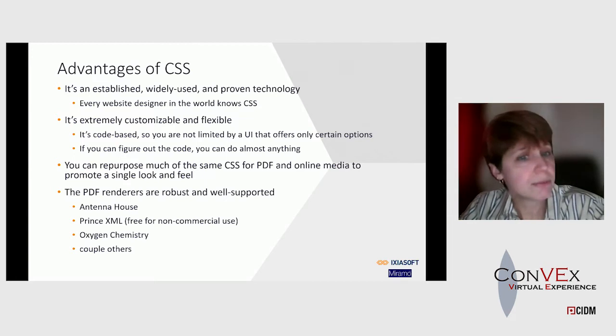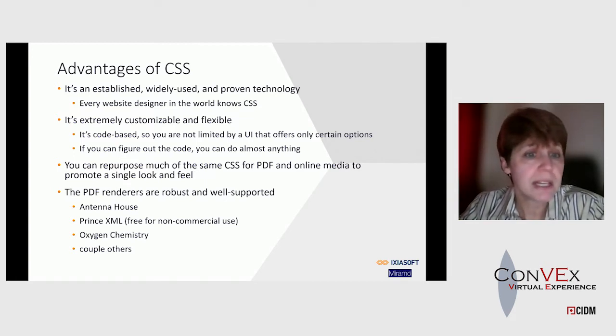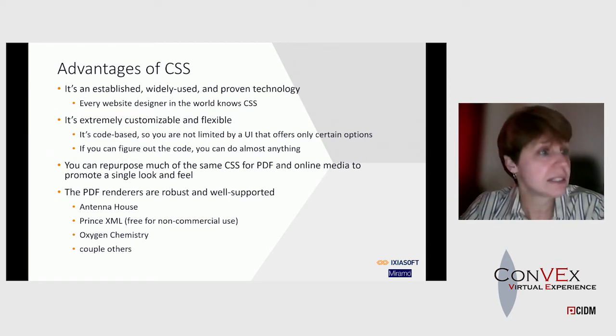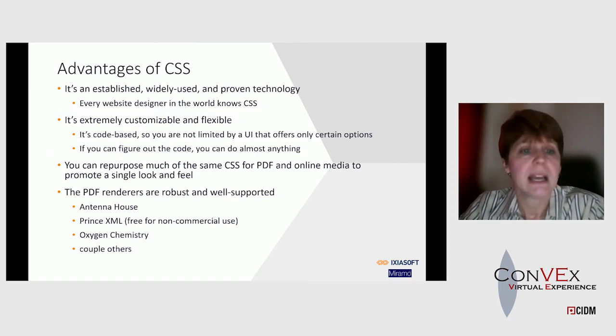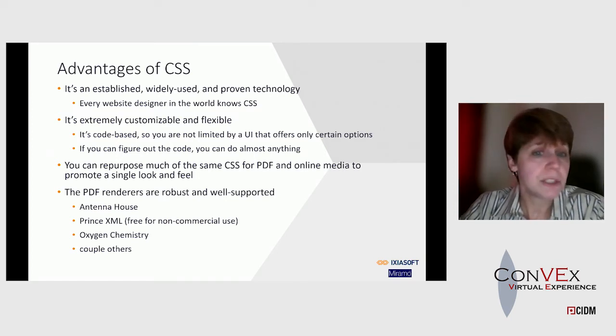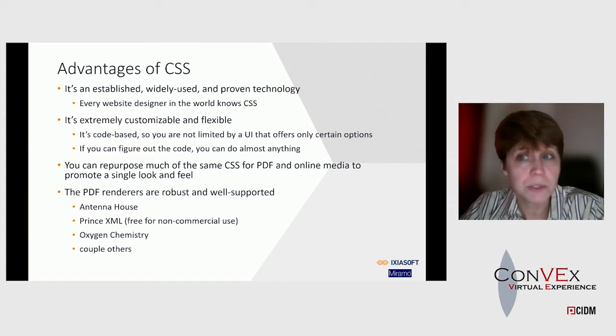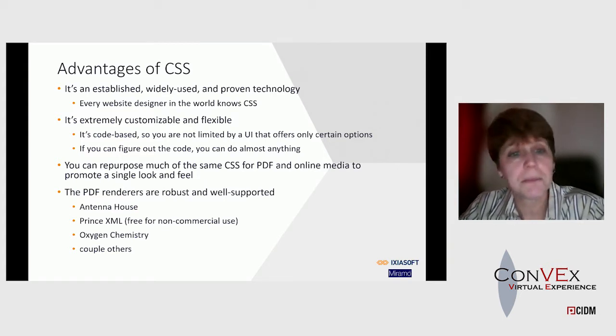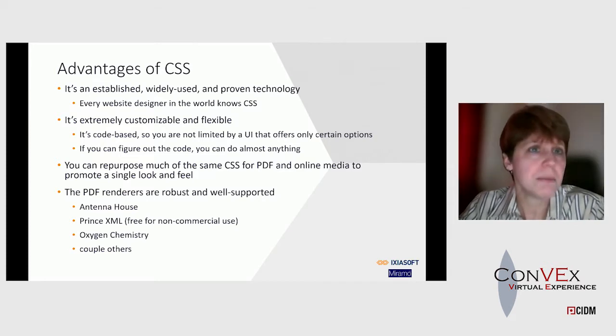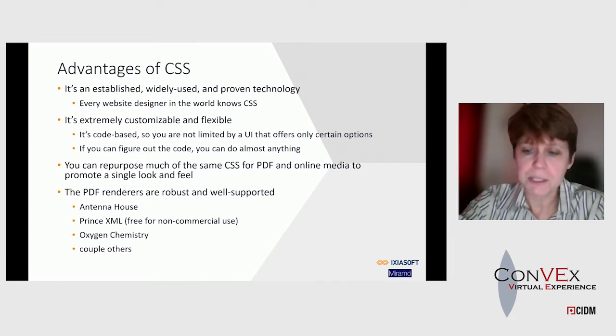And again, the PDF renderers are robust. They're well supported. So you'll notice that Antenna House is in this list as well. So it does both XSL-FO and CSS. There is Prince XML, which is free for non-commercial use, and I've got a link to download that as well. There's Oxygen Chemistry, which is its CSS-based PDF engine. And there's a couple of others that seem to be more suited for integration into a tool chain rather than for on-demand type builds, but there are some other options.